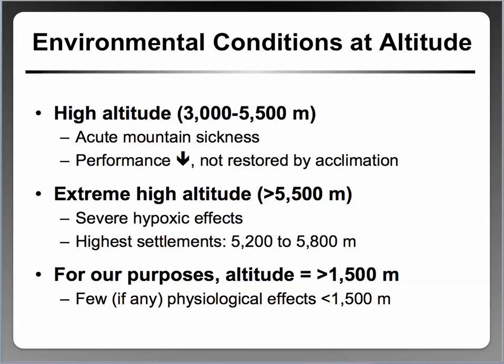Moving on, we've got high altitude, and the range here is 9,840 feet to 18,000 feet. With this, it's possible to get acute mountain sickness, and again, we're going to talk about this later on. Performance decreases, and I should note that this occurs in a large percentage of the population. There are some people that aren't affected as much, and these performance decrements are seen even after a period of acclimation.